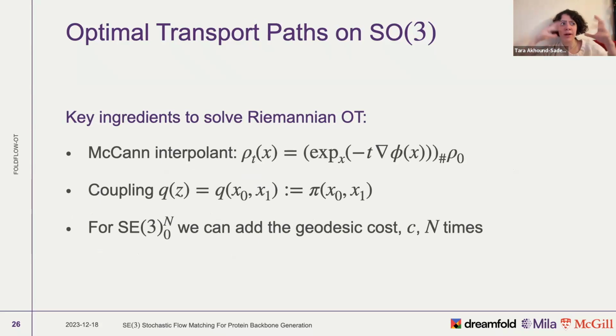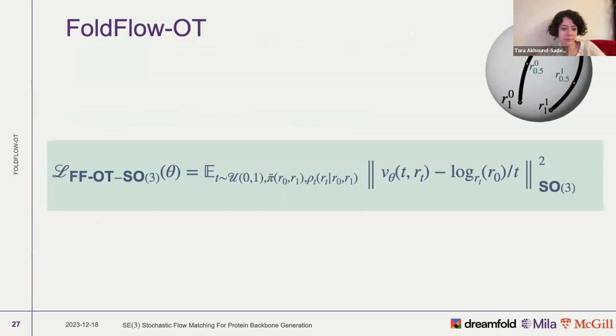In practice, what that means is we sample a batch of data, or proteins, and a batch of noise, and we solve the OT by minimizing the geodesic cost, which is the SE3_0^N distance, which naturally decomposes into the SO3 and R3 components, and that's how we also had our data represented. What this gives us is the closest noise pairing to our initial data points, so that on average we get shorter flows. And again, for SE3_0^N, as I said, we just add the geodesic cost N times.